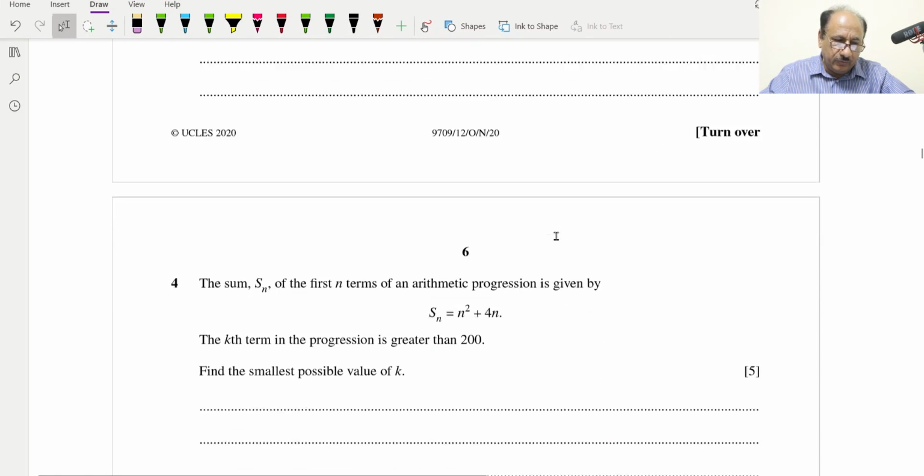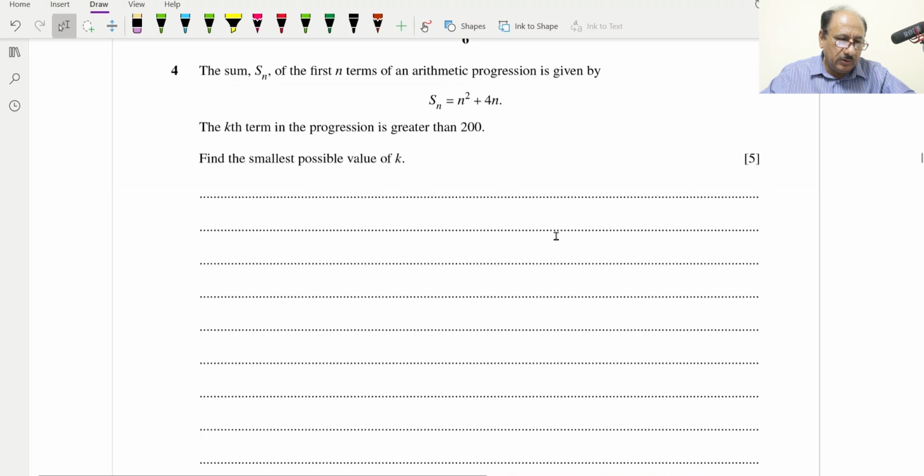Next we can move to question number 4. The sum Sn of the first n terms of an arithmetic progression is given by this one.